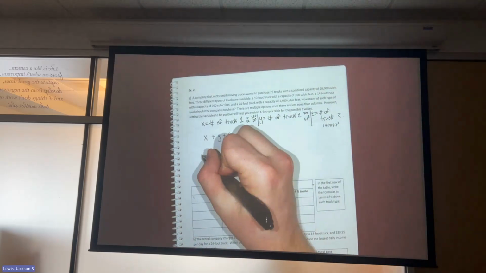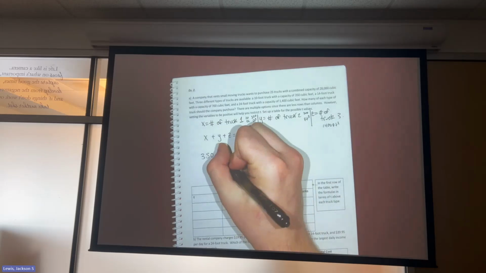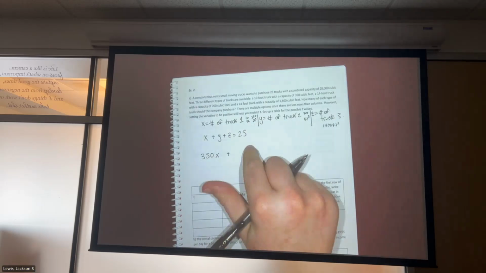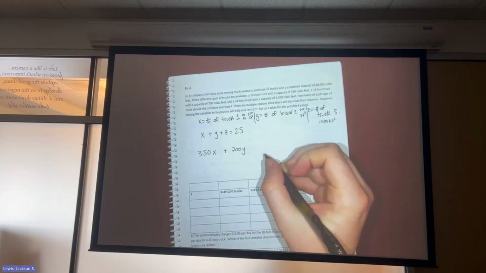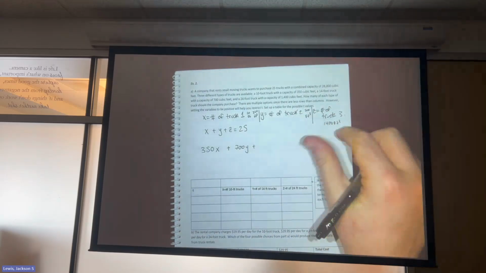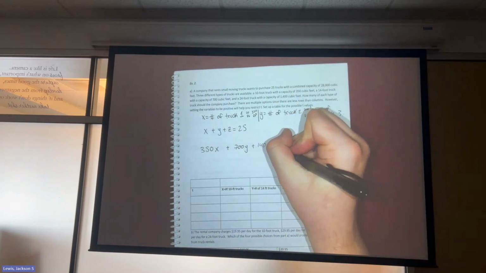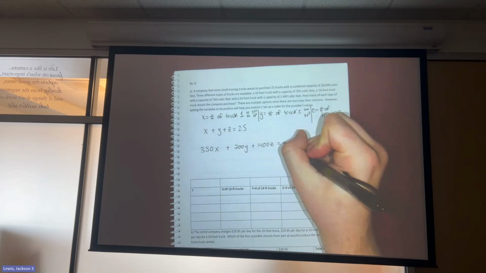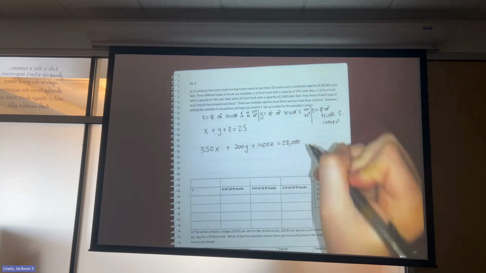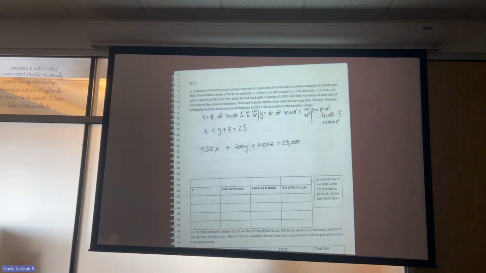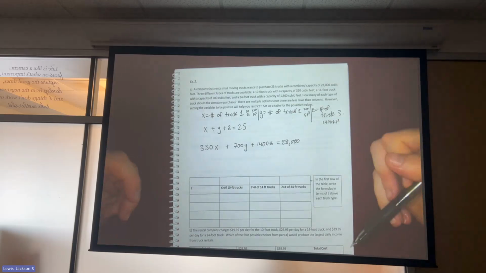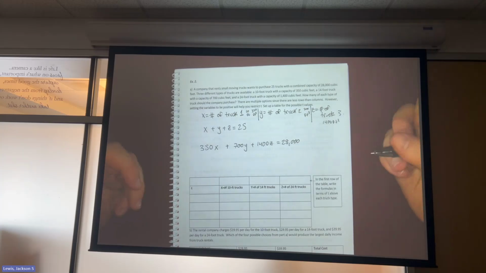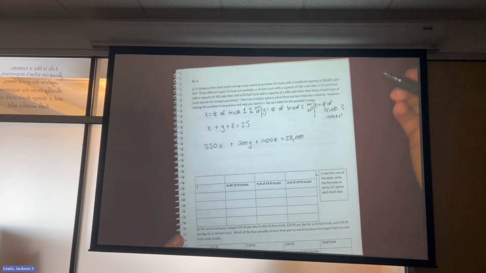So truck 1 has 350 cubic feet. Truck 2, with Y here, has 700 cubic feet. And truck 3 has 1,400 cubic feet. And that should add up to 28,000. All right, so I have a system of equations here that sets up my thing. And I can turn this into a matrix and solve it out.